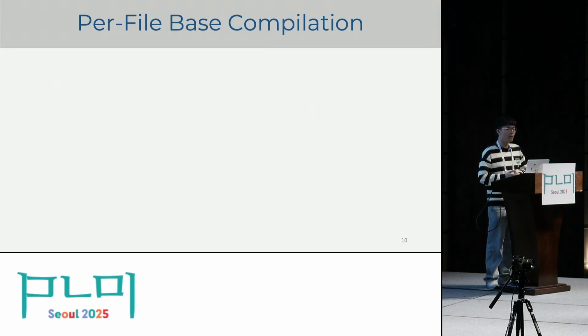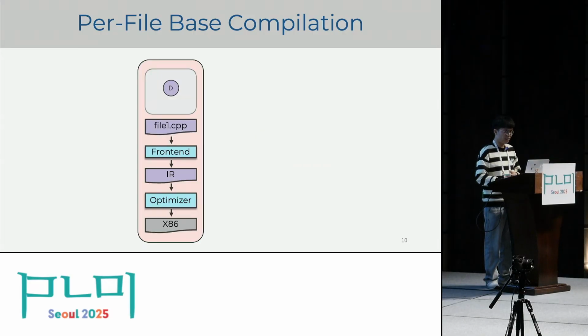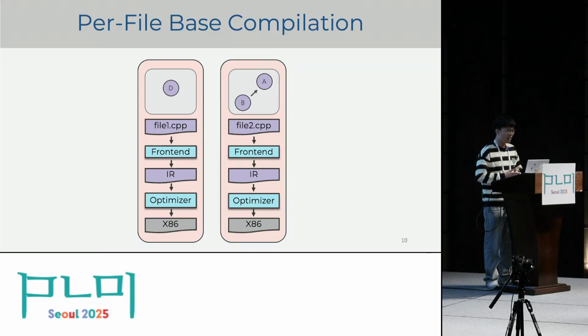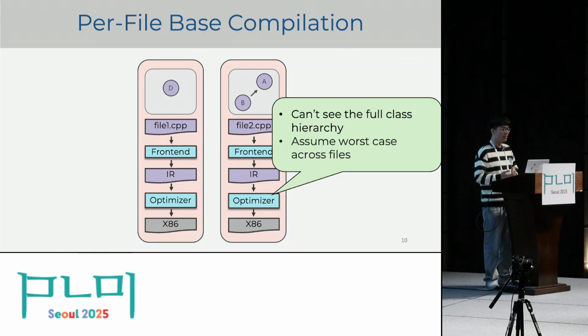With per-file-based compilation, each file gets compiled on its own. So the optimizer cannot see the full class hierarchy, and it also has no idea if this class hierarchy is inherited from outside or not. Because of these uncertainties, it has to play it safe and assume the worst case across files, which really limits how much it can optimize.